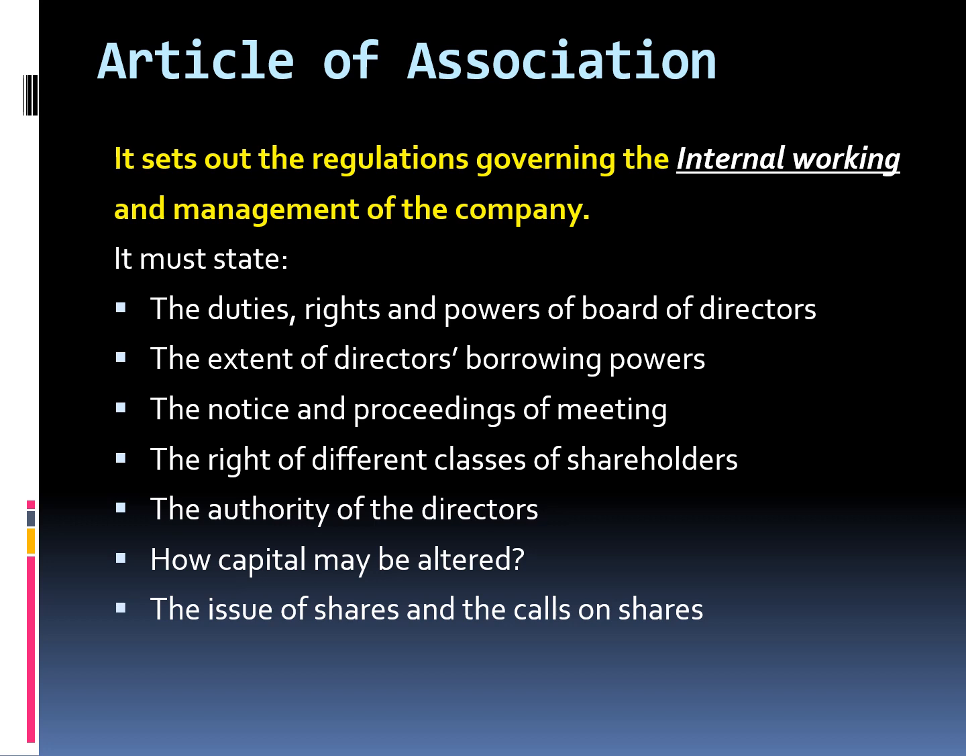And then the right of different classes of shareholders. Kita ada dua, basically company ada dua jenis shares. Okay, two types of shares, which is common shares and preferred shares. So each shareholders, macam common shareholders, dia ada different right dengan preferred shareholders. So mesti all the rights of different classes of shareholders ni akan ada dalam article of association. And then the next one will be the authority of directors. Apakah kuasa yang diberikan kepada setiap director of the company.